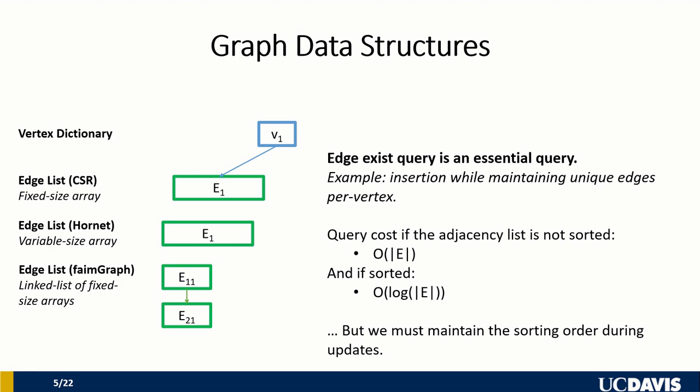The problem with all of these approaches is that if we need to perform a query operation to maintain unique edges, for example, and the array is not sorted, the cost will be linear. We can sort the adjacency list to improve the query performance, but then we add the additional cost of maintaining the sorted order, which we can avoid if we use a different data structure such as a hash table.